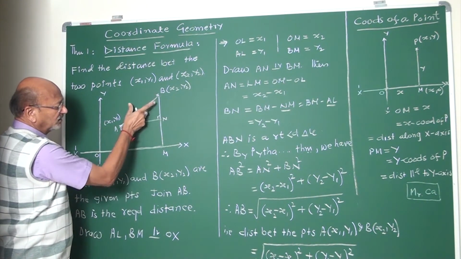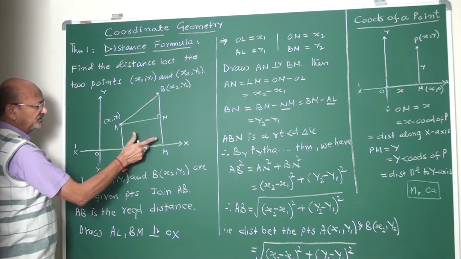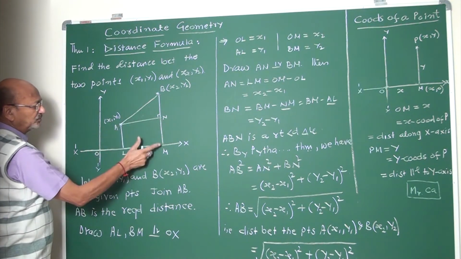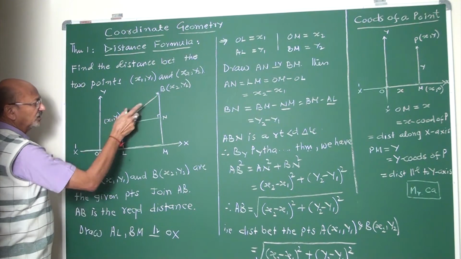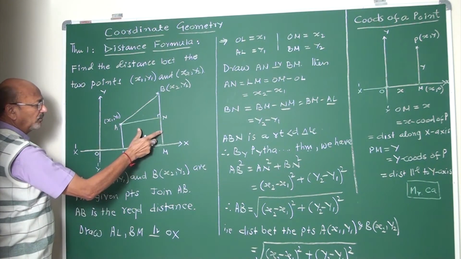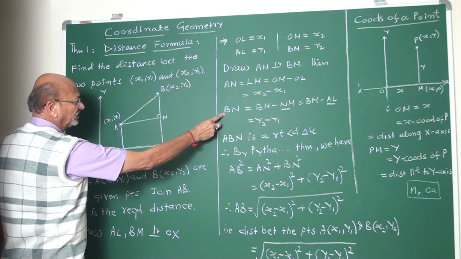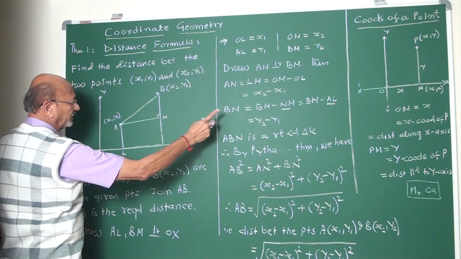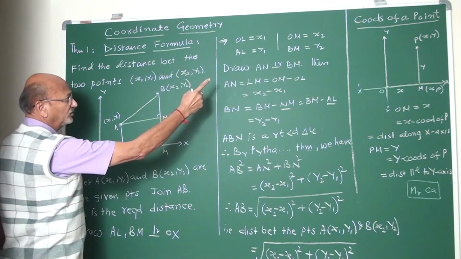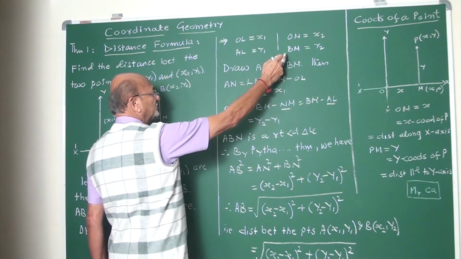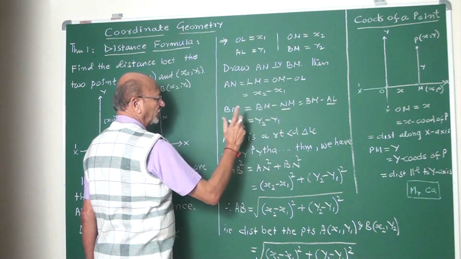BN, what is BN? BM minus NM. What is NM? AL. What is BM? y2. What is AL? y1. Therefore, this is y2 minus y1. BN is BM minus NM, and this NM is nothing but AL. BM is y2, AL is y1, so this is y2 minus y1.